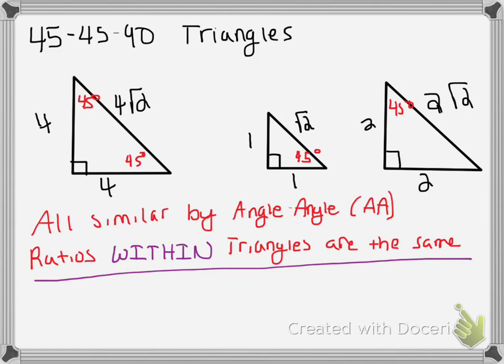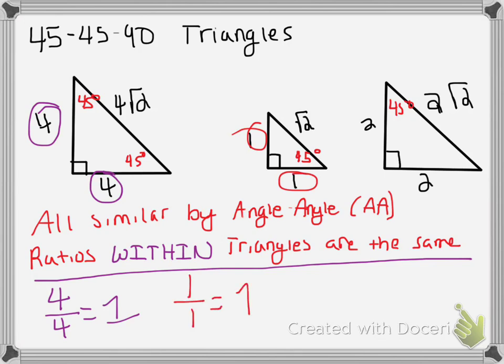So what I mean by that is looking at, let's say, the legs. The leg and the leg. They're both 4. 4 divided by 4 as a ratio is equal to 1. Look at the next one. 1 and 1. 1 divided by 1 is 1. You see it again, 2 divided by 2 is 1. Okay? You see the exact same thing no matter which pair that you choose. I just decided to do both legs.